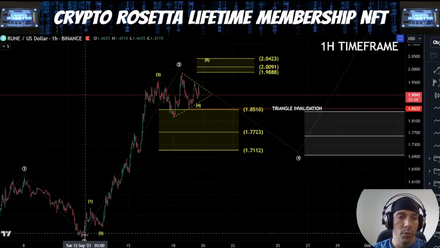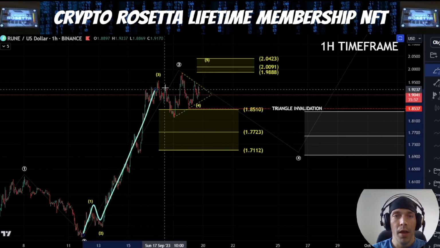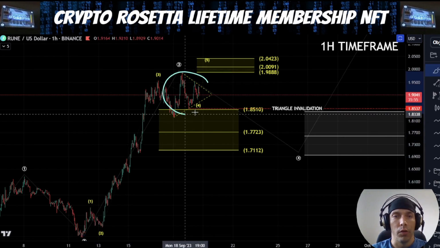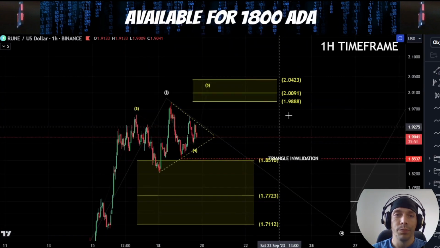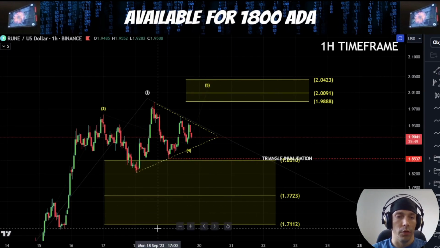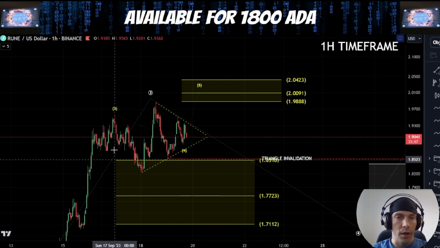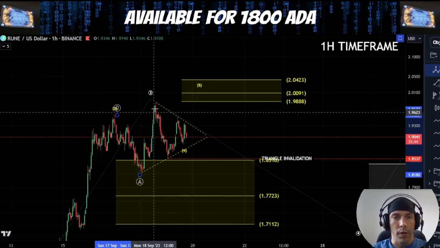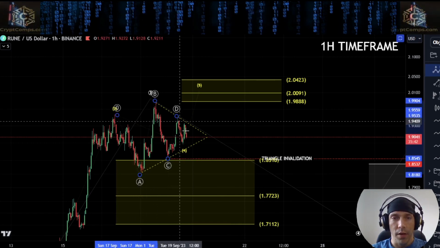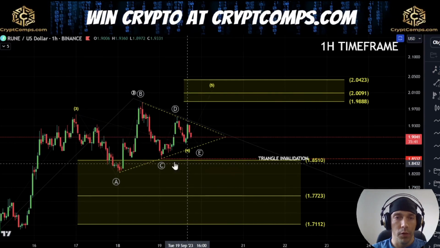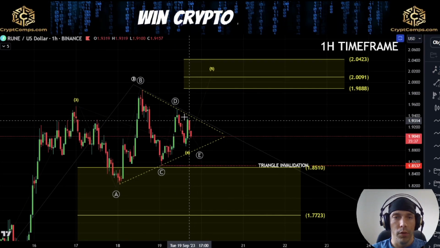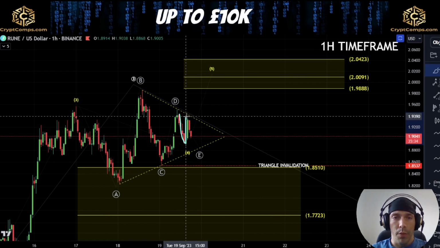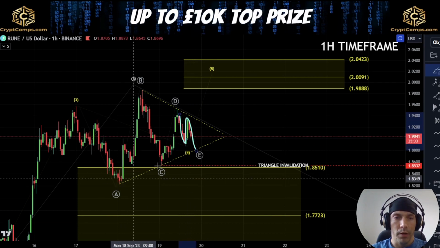However, it is possible that this could be 1, 2, 3, and that actually what we're forming here is a triangle, and we still have this 5th wave to the upside to play out. Now, within this idea of the triangle, what I would be saying is that internally here, what we have is that this is A, B, C, D, and now we're looking for this E wave. So if we hold this 185 and we see price do this, where this is A, B, and C, and we get another push back down to this trend line.